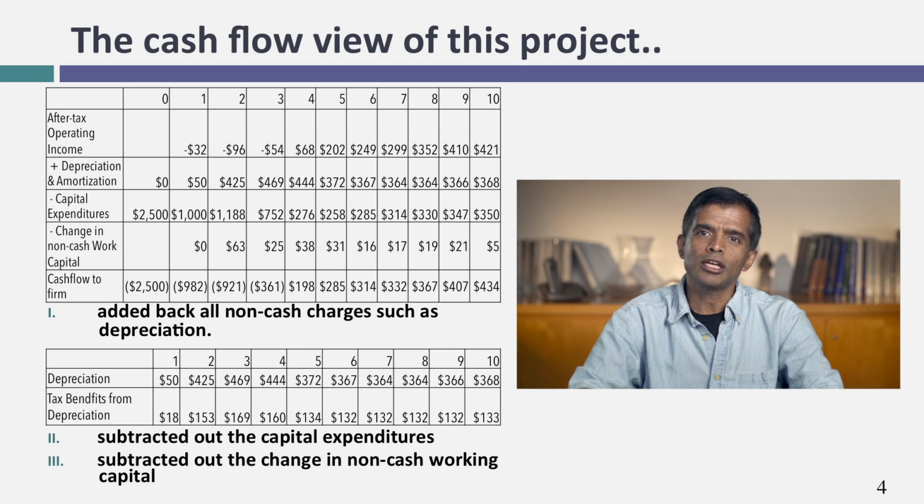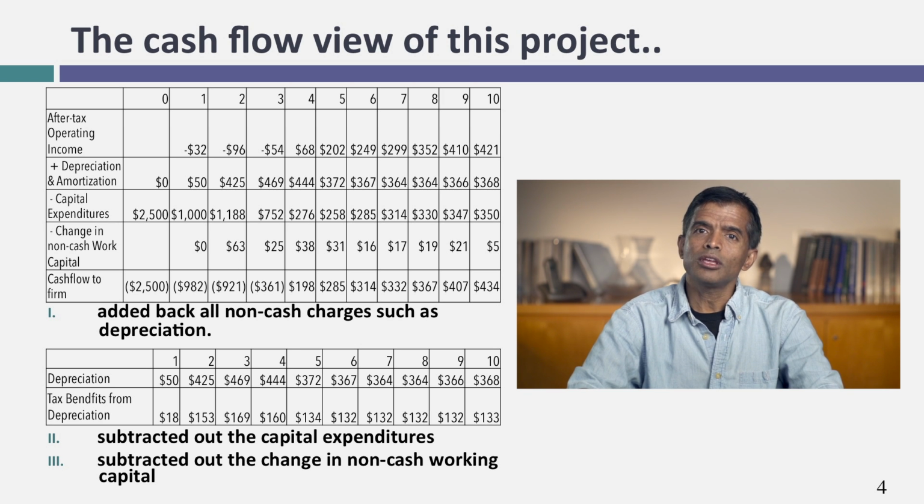I've added back depreciation and amortization, right? And if you remember, I subtracted it out to get to accounting earnings. That might make it seem like depreciation and amortization is getting canceled out, but it isn't. Here's why. It leaves its imprint on the cash flows because it saves you taxes. In fact, we know exactly how much taxes we save because of depreciation and amortization. Take year one. I have depreciation of $50 million, right? With a 36% tax rate, I'm going to save myself $18 million in taxes every year.